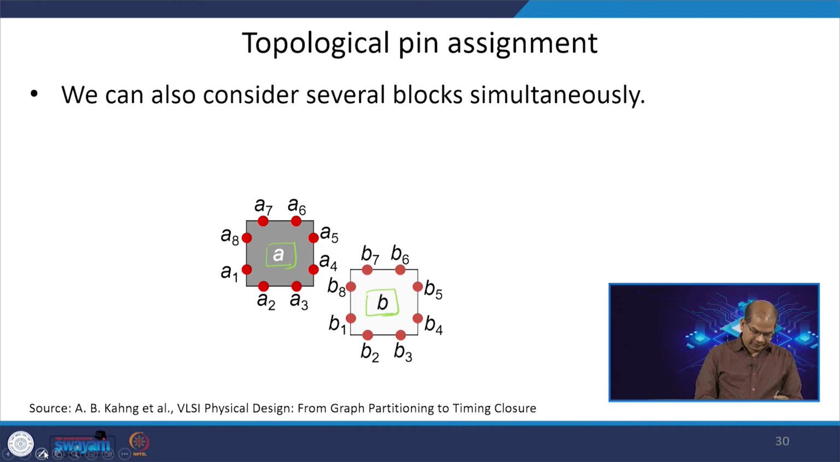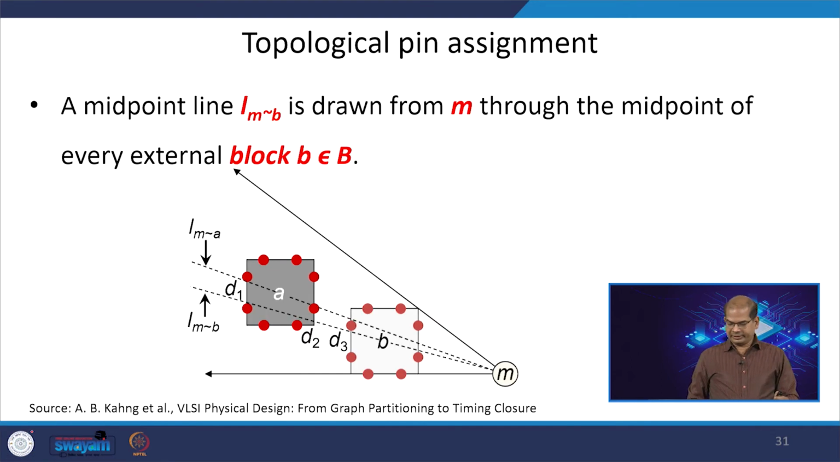So, block A and block B need to be connected with a main component M. So, this main component M is there. So, what do I need to do now? I have a line going through the midpoint of each of the blocks. Okay, so there are two lines.